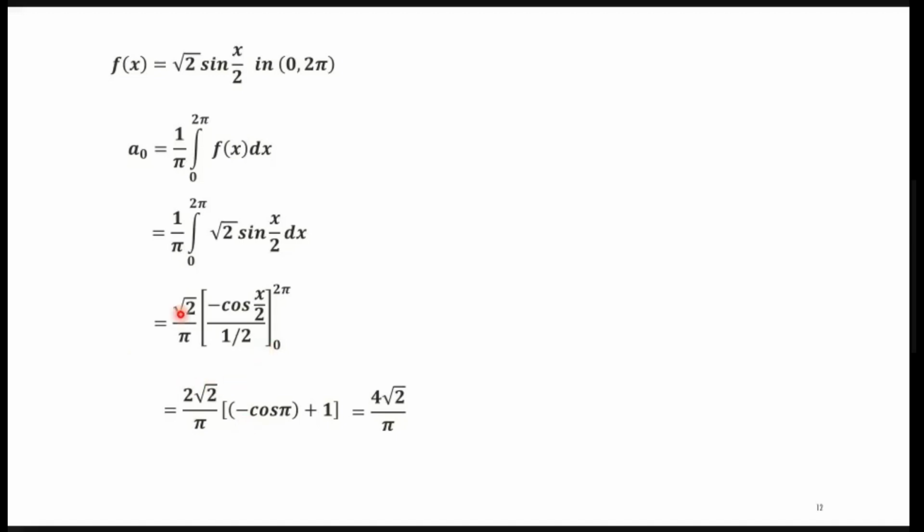This 2 will go to the numerator, so 2 root 2 upon pi into minus cos pi plus 1, but cos pi is -1, तो ये पूरा term plus 1 हो जाएगा, तो 2 into 2, that is 4 root 2 upon pi.